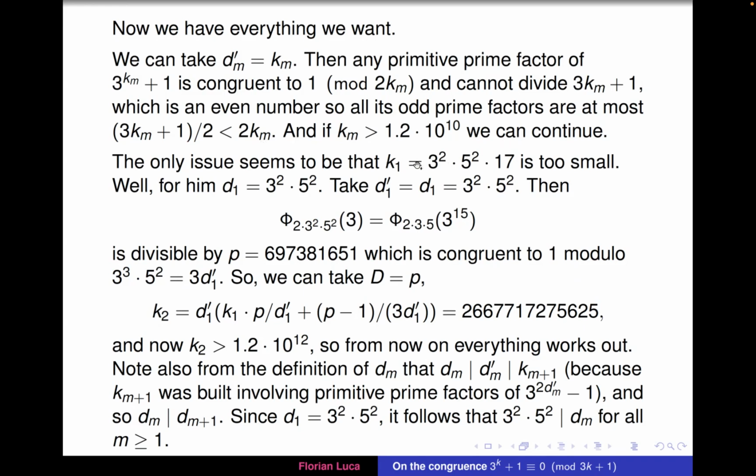So the only issue now seems to be that k1 is 3 squared times 5 squared times 17. It's too small. It's not bigger than 1.2 times 10 to the 10. Well, let's just do a calculation. I calculated for him. D1 is 3 squared times 5 squared. It works. I take D1 prime equals D1 equals 3 squared times 5 squared. I take this polynomial in here, which becomes phi of 2 times 3 times 5 of 3 to the 15. I asked Mathematica, is it divisible by this prime, which is, I guess, 697,381,651. And this prime is congruent to 1 modulo 3 d1 prime.